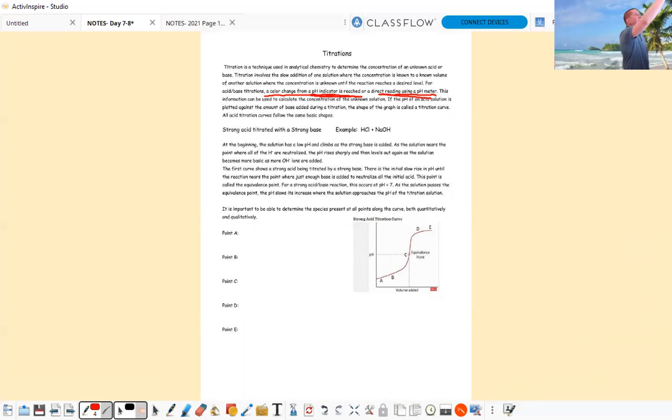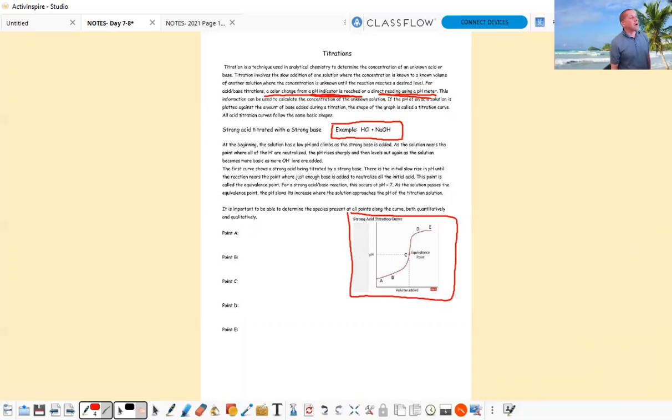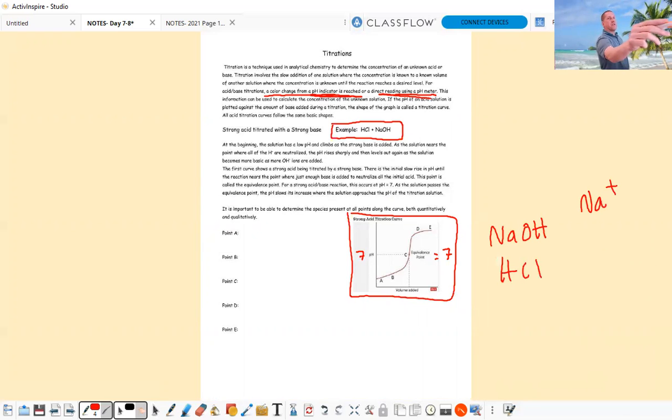All right, so an example that I have down here would be, what if we have the strong acid HCl and the strong base NaOH? Well, it's going to give us this general shape when we do our titration and we graph pH versus volume added. Notice the pH right here, that equivalence point, we know that it's going to be 7. So we know the pH is 7 right here in this one because we have NaOH, which gives us Na+. We have HCl, which gives us Cl-.